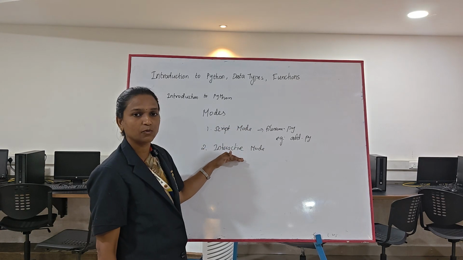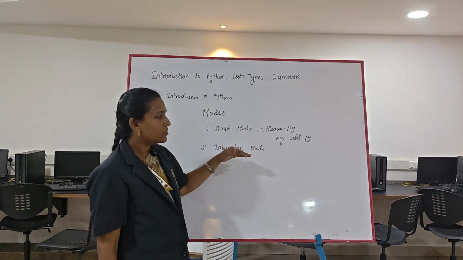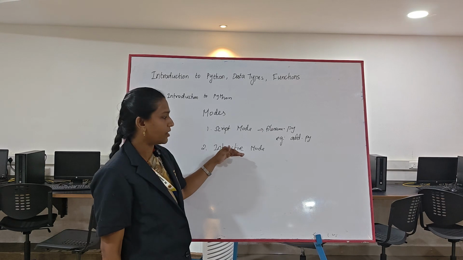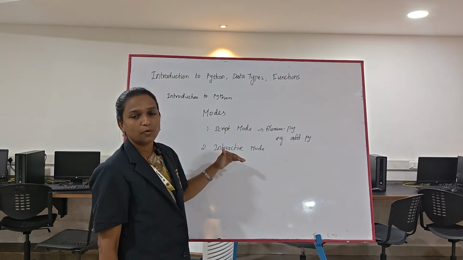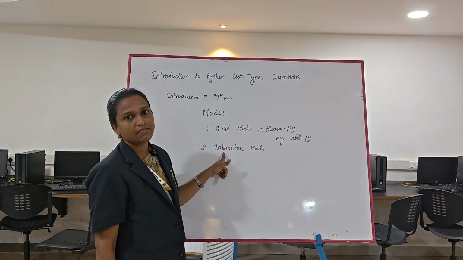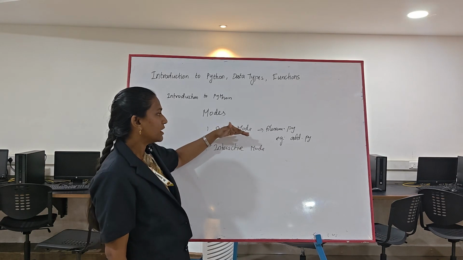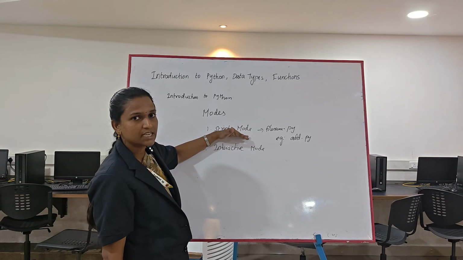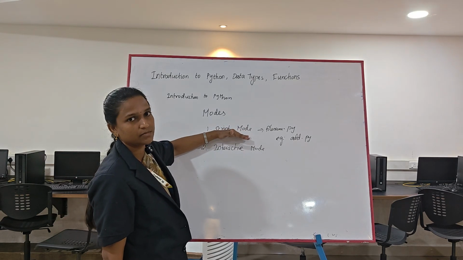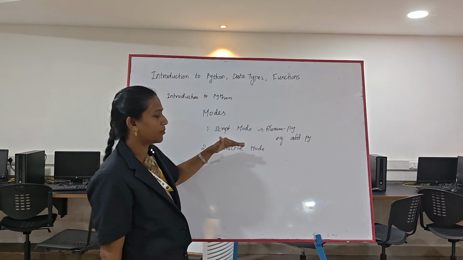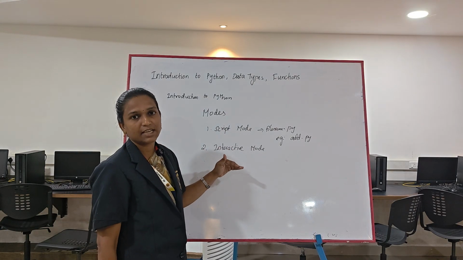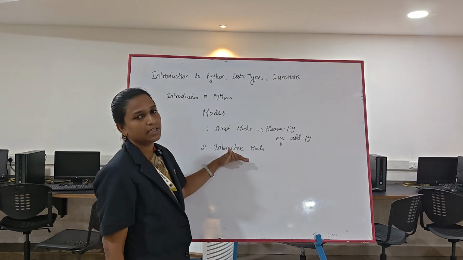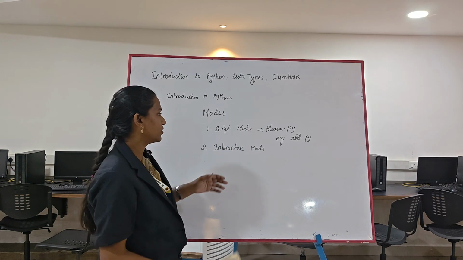But in the interactive mode, we are interacting directly. So if there is any error, it is not possible to edit the program. We have to type the program again. That is the main disadvantage in the interactive mode. So here that is the advantage, here that is the disadvantage. Script mode takes more time. Interactive mode takes less time. While typing the program itself, we get the output. So it takes less time. That is the advantage of the interactive mode.